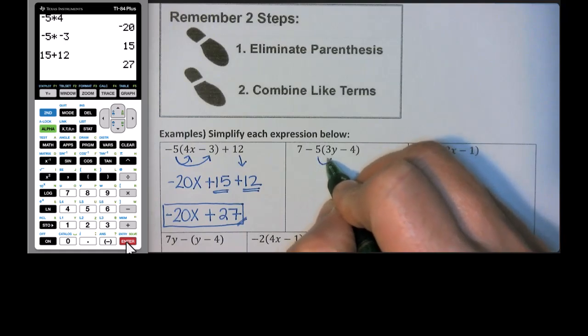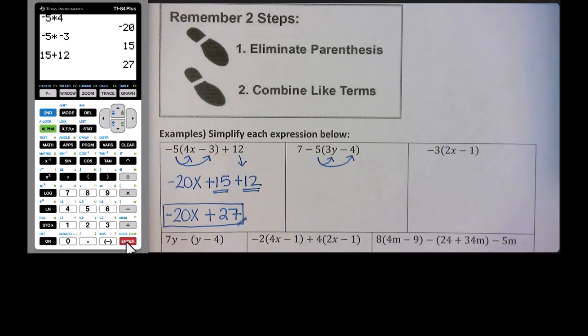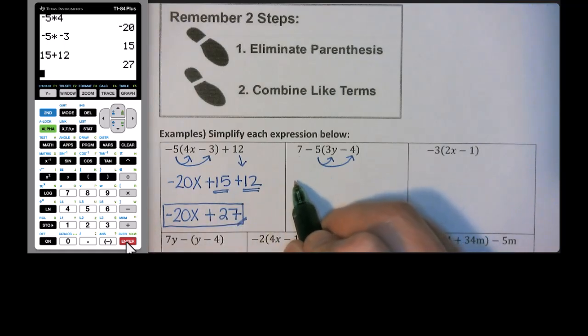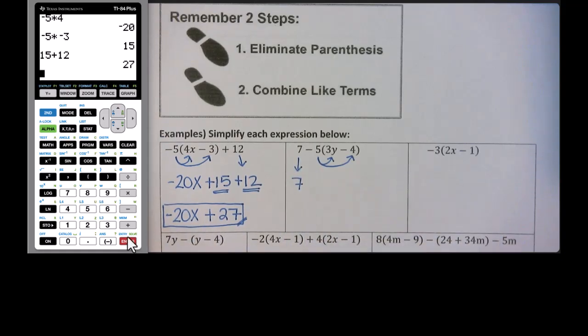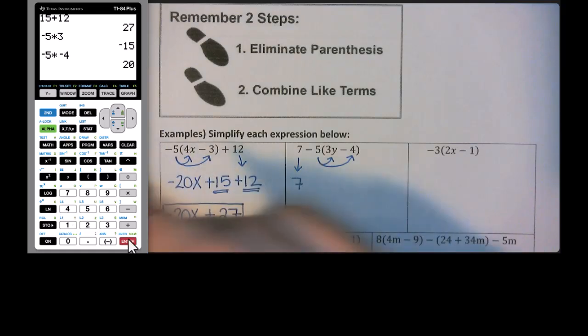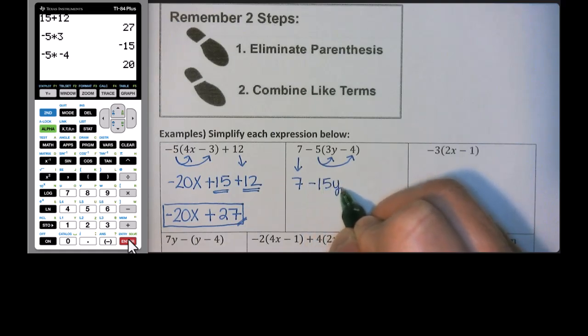First step is eliminate parentheses. So we're going to take the number that is outside and multiply by each number inside. If you notice 7, we're just going to bring it down because it's not connected to a parenthesis. And then we're going to do the operation negative 5 times 3, and also the next one, negative 5 times negative 4. So negative 5 times 3, I get negative 15y. And then negative 5 times negative 4, I get positive 20.